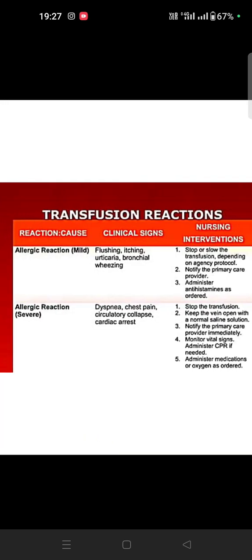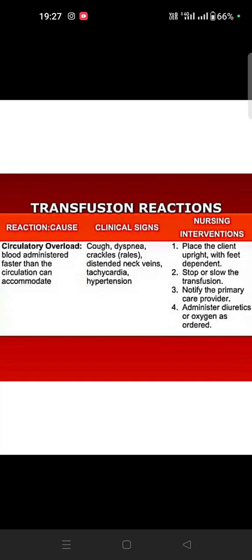Then allergic reaction: flushing, itching, urticaria, bronchial wheezing. Stop or slow the transfusion depending on agency protocol, notify the primary care provider and administer antihistamine drugs. If it is severe, stop the transfusion, keep the vein open with normal saline infusion, monitor the vitals, and administer CPR, medication and oxygen if needed.